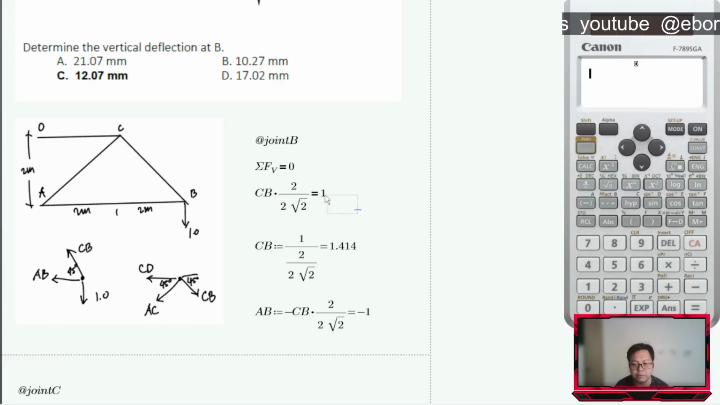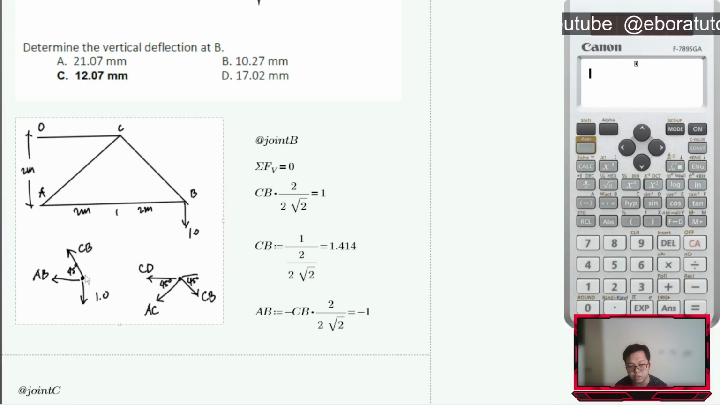Sige, so summing up forces vertical, ang upward is the component of CB, and then ang downward is only 1. So you can actually easily solve for CB. Simply divide 1 with 2 over square root of 2. So you have CB equal to 1.414.